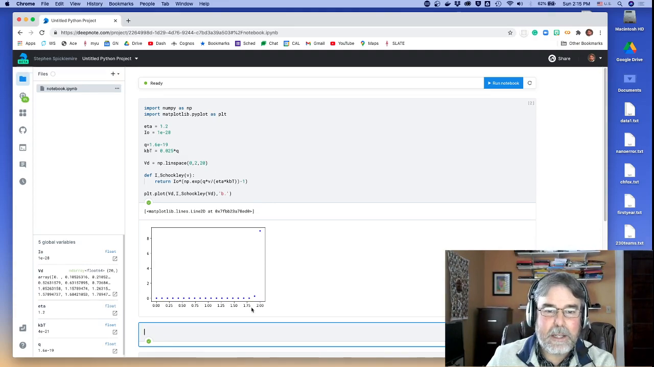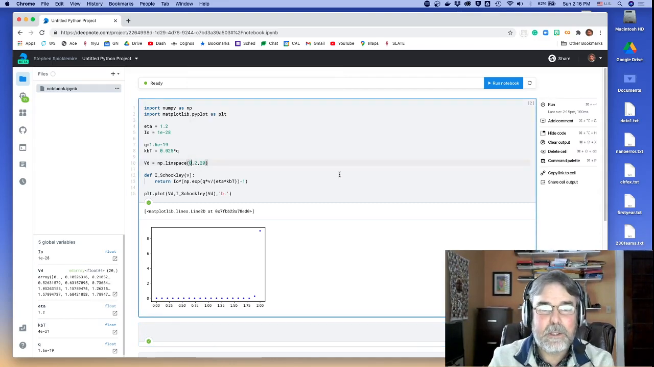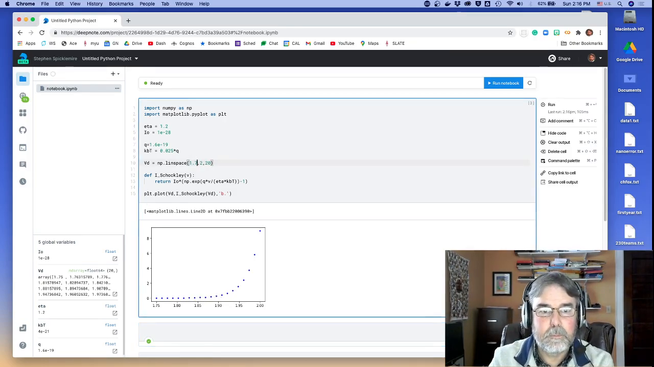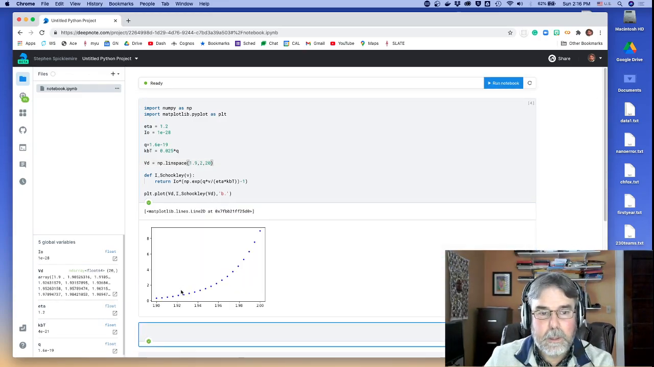The problem is I don't have any data in this interesting region where I actually need some data. So let's forget about 0 to 2, and let's do 1.75 to 2. Okay, that's looking a little bit more reasonable. In fact, I can still see that the knee of my curve is very, very tight here. How about 1.9? Okay, now I've got some kind of reasonable range.